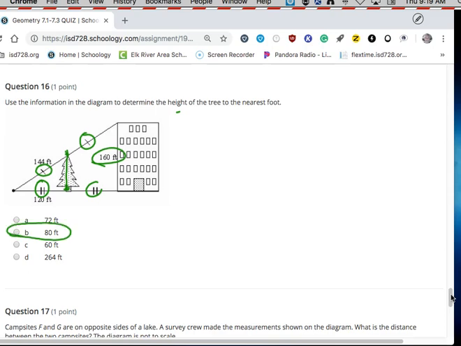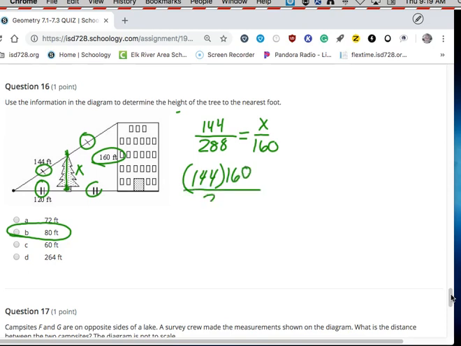Or I would go, okay, I've got 144 in the small triangle to 288 in the big triangle. I've got X in the small triangle, and I've got 160 in the big triangle, and I could go like this and leave it. It's 288. It's equal to, if I multiply 160 on both sides, that's what I'm doing to solve for X. I get X, and I'm going to find out that it's 80 when I'm done.